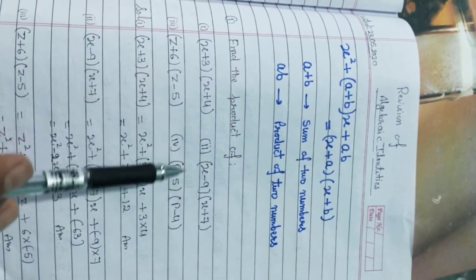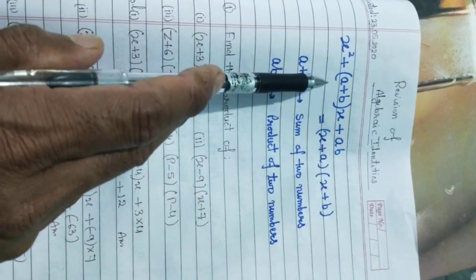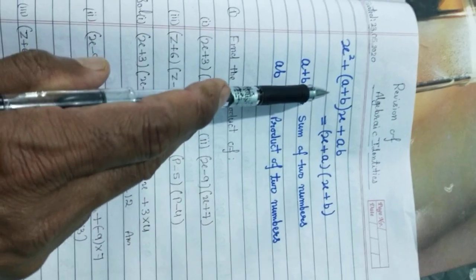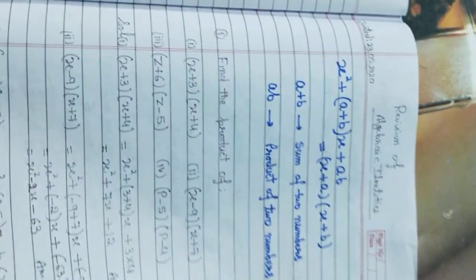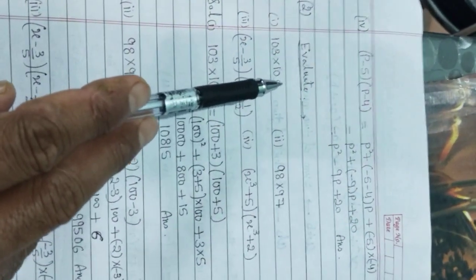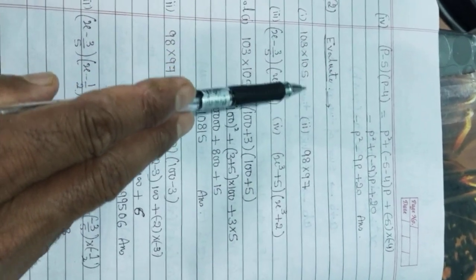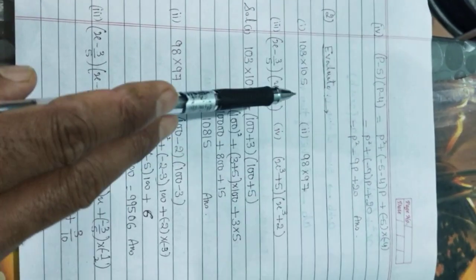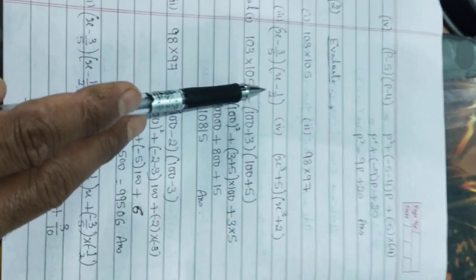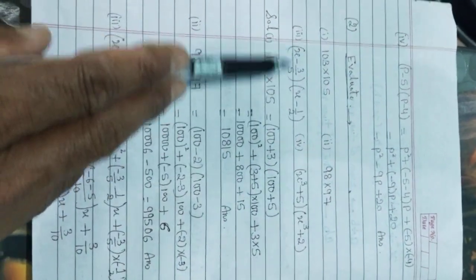So in all these parts we can use the fifth identity, that is x square plus (a plus b)x plus ab. A plus b is the sum and ab is the product and x is the variable. Now second, evaluate. Evaluate means find the value of. You can find the value of these expressions again using the fifth identity. Why? Because all four parts are given.